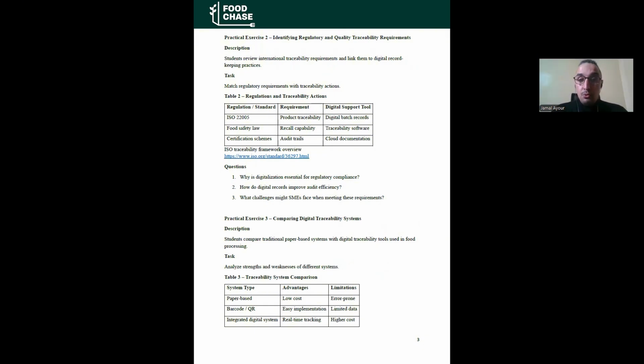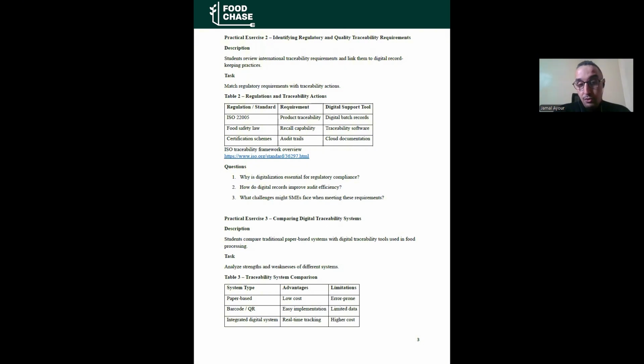Exercise number two is regarding the identification of regulatory and quality traceability requirements. Students review an international traceability requirement and understand the link with digital record keeping practice. In this table, we explain the regulation and traceability action with different ISO standards, food safety laws and certifications, and also the requirements and digital support tools used in this area.